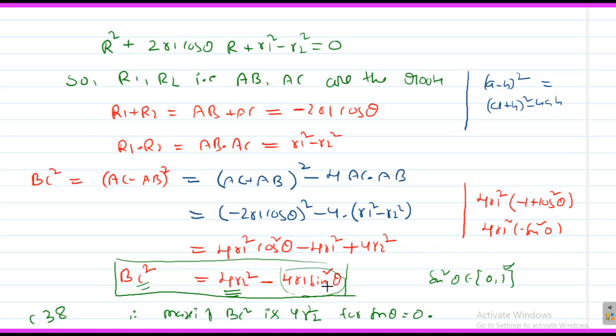What you are subtracting is more, then automatically BC square becomes minimum. So the maximum value of 4r1 sin square theta is nothing but 4r1 square only, because sin square theta is taken as 1. So here I want to write the minimum value of BC square is 4r2 square minus 4r1 square, as sin square theta is taken as 1.